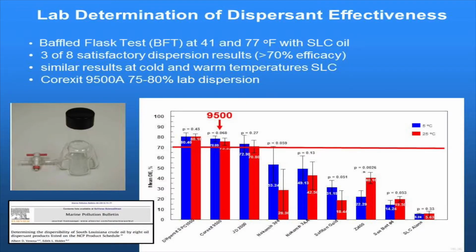I'm going to belabor you with a whole bunch of data, but we currently use, this is subject to change, a kind of bright line of, well, a dispersant should be 70% effective in order to be considered. So in this case, these are just a whole bunch of different dispersants, and this is effectiveness, and then here's kind of our magic line. Here's where 9500 came out, so it did pretty good.